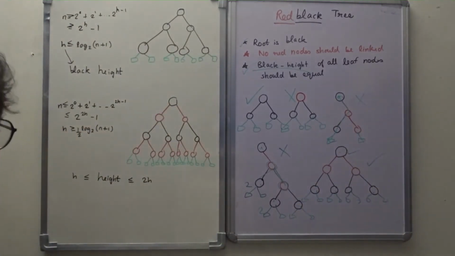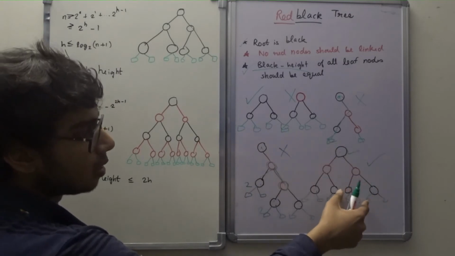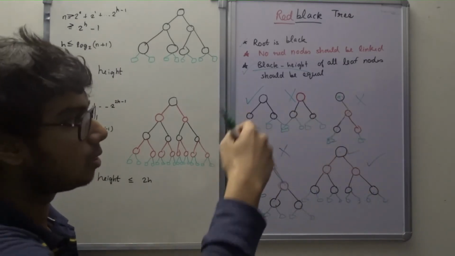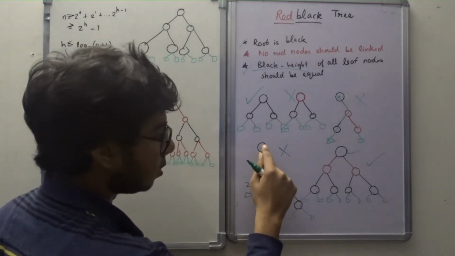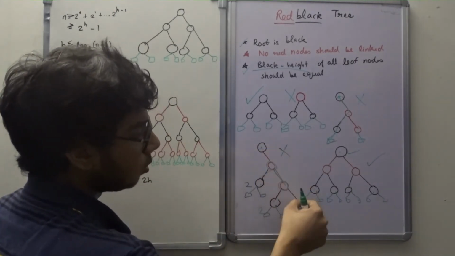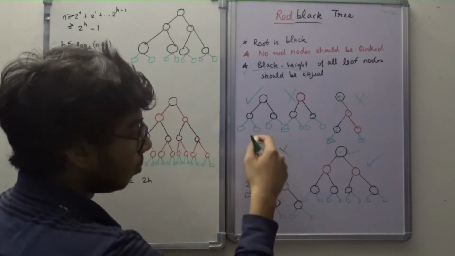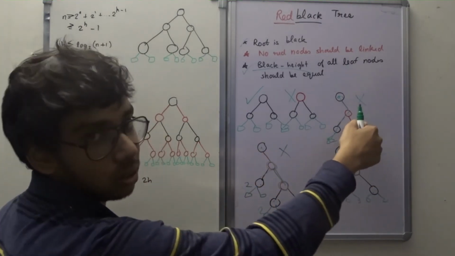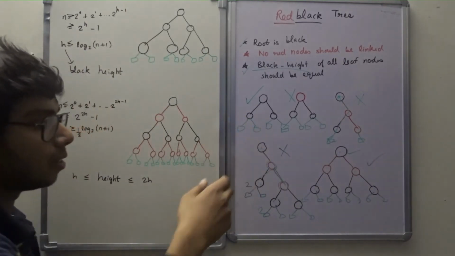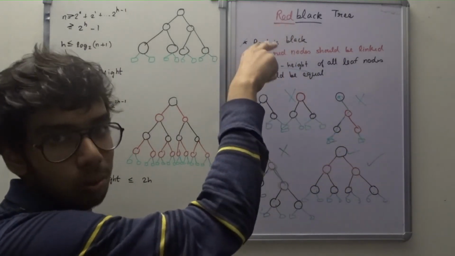So as we can see from these examples, the red-black trees are certainly more balanced than the trees which are not red-black. Like this tree has 1, 2, 3, 4, 5, 6 nodes, but it has a height of 4. But this can be rearranged to form a tree of height 3. Similarly for this tree. So we can see that red-black trees balance the tree using these properties.